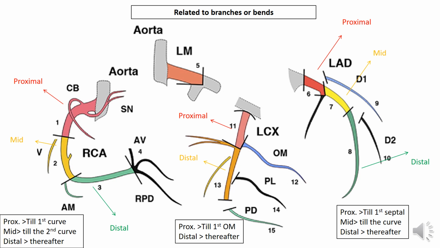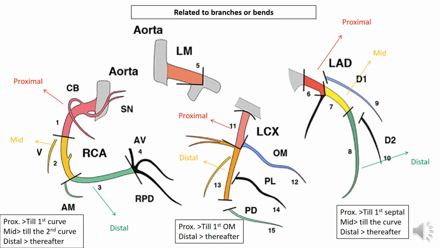Regarding the circumflex, it is composed of two segments, proximal and distal. The proximal segment extends till the circumflex gives its first obtuse marginal branch. Regarding the right coronary artery, it is composed of three segments named with regard to the bends of the right coronary artery. So the proximal segment ends when the RCA gives its first bend here. Then there's the mid segment that ends at the second bend of the RCA, and the horizontal distal segment is the distal segment.